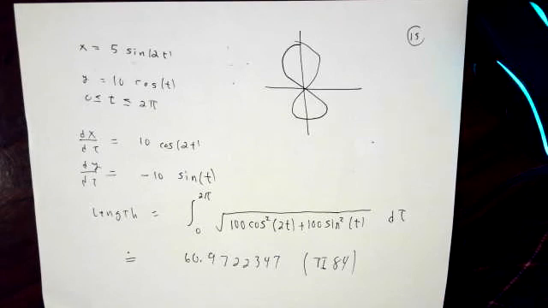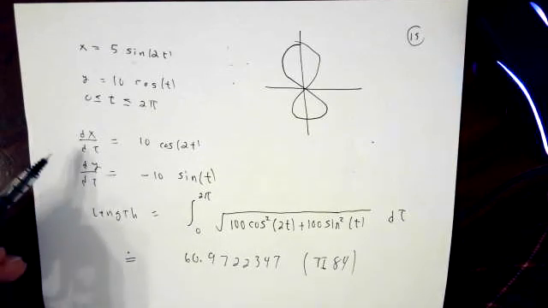As a much less nice example, I'm going to look at that figure 8 graph that we talked about previously. x is going to be 5 times sine of 2t. y is going to be 10 times cosine t. t goes from 0 to 2 pi.